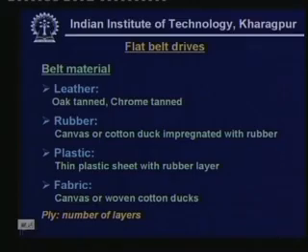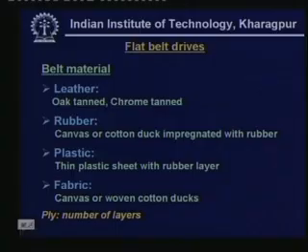What is the number of plies? The number of layers of such plastic belts. If we put it in one after the other, then we call this the ply. And the last one we consider as the canvas or the woven cotton ducks. So, these are called the fabric belts, which are normally used for very temporary and short period belt operations. So, this was the place where we stopped in the last class.